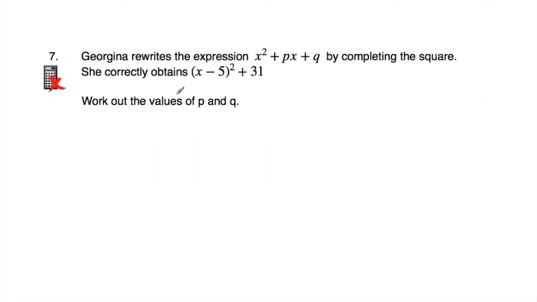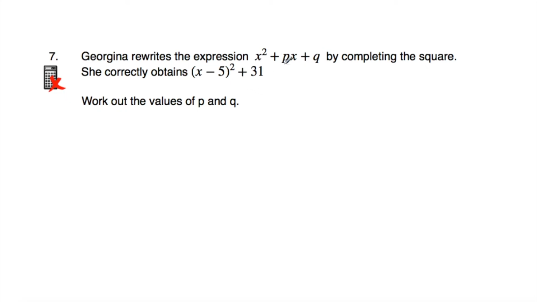Okay, let's have a look at our next question, question number 7. It says, Georgina rewrites the expression x squared plus px plus q by completing the square. And she correctly obtains (x minus 5) squared plus 31. And we've been asked to work out the values of p and q.